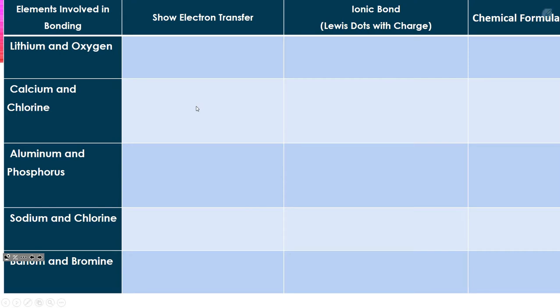Let's do some on our own. Lithium. How many electrons does the lithium have around it? 1. How many does oxygen have around it? 1, 2, 3, 4, 5, 6. Well, I can see 1 lithium can go right here, but that doesn't satisfy oxygen. So what am I going to need? I'm going to need 2 lithium. So I'm going to put another lithium over here, take its electron, and say it's going to go right here.